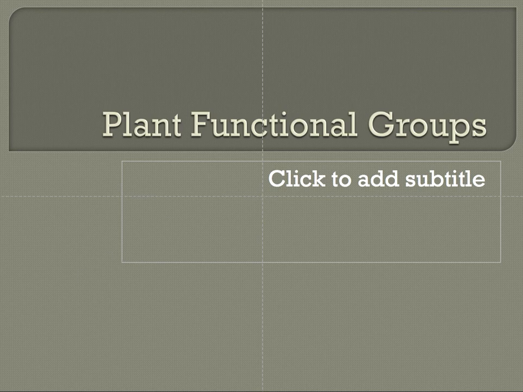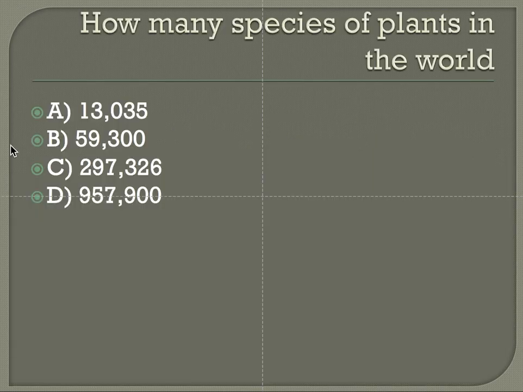So if I were in class, I would put up this slide and we would take a poll and see how many species people thought there were around the world. So the answer is about 297,326. There's around 300,000 plants on planet Earth. And these are terrestrial plants, I should say.